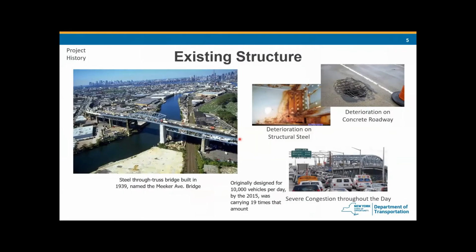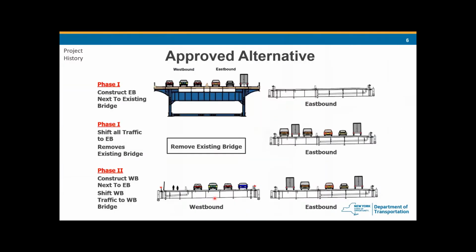And existing structures. The existing structure is a steel two-truss bridge. It was built in 1939. It's named Meeker Avenue Bridge. After 77 years of service, the structural steel and the concrete roadway of the existing bridge are heavily deteriorated, and traffic is heavy throughout the day. By the year 2015, the bridge system was carrying 19 times the amount of traffic compared to what it was originally designed for. In 2009, New York State DOT decided to replace the bridge system.